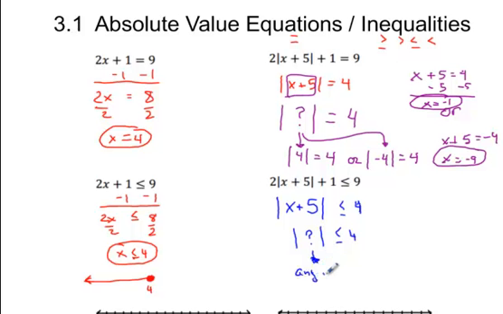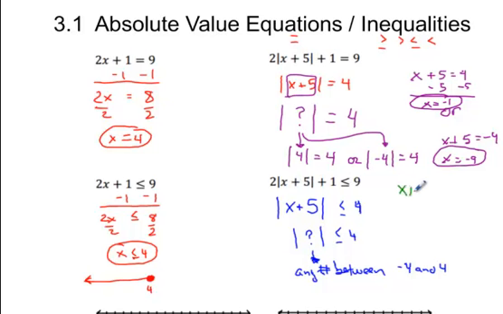anything, any number between -4 and 4. So that thing, that question mark, could have been anything between -4 and 4. But that question mark was an x plus 5. So let's pick it up from there.